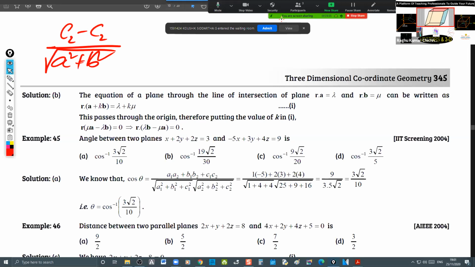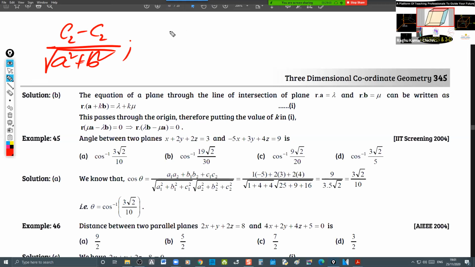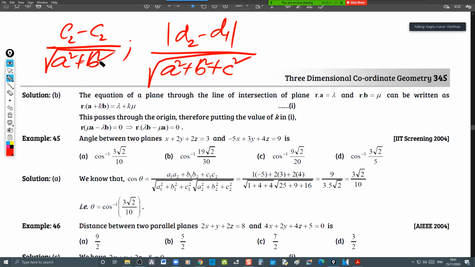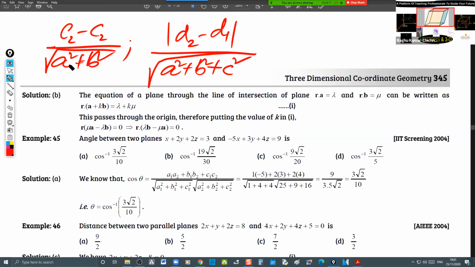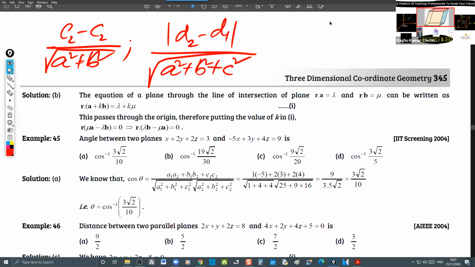And if it is the distance between the planes, it is modulus of D2 minus D1 by root over A square plus B square plus C square. You'll get an extra term here. So this is the comparison between 2D line, parallel lines and parallel 3D planes.